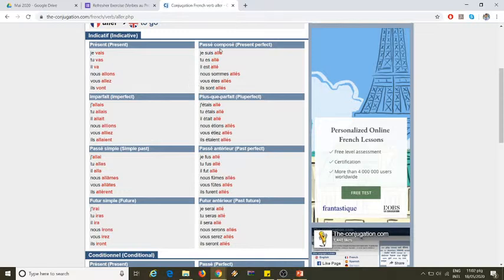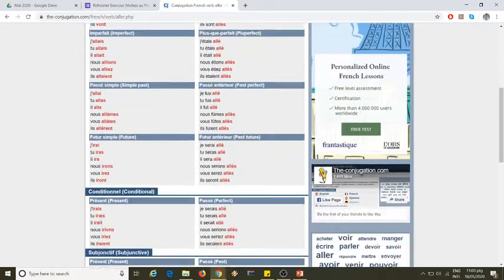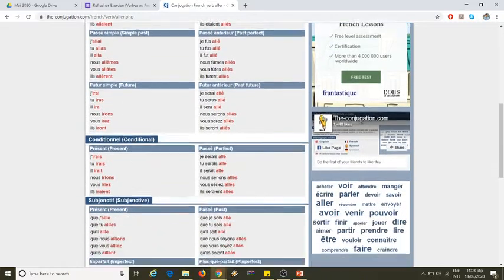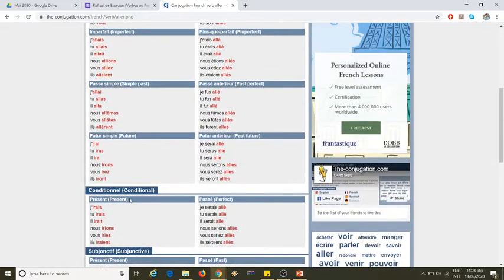Yang saya selalu guna adalah passé composé, imparfait dengan future simple. Yang lain saya tak guna sangat lah. I don't think you guys use it also lah. Macam tak penting.